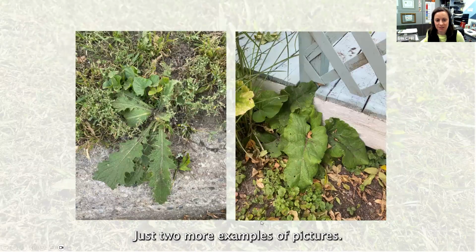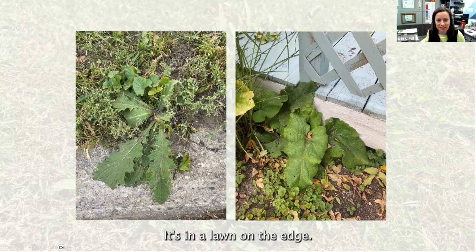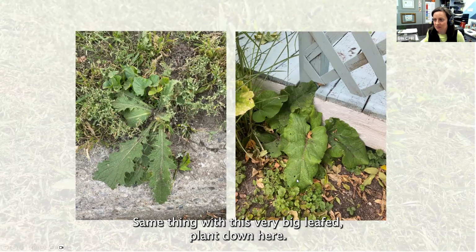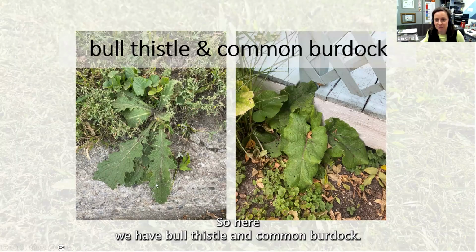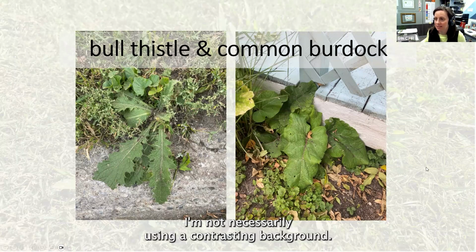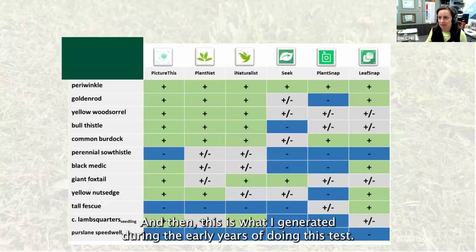Just 2 more examples of pictures. Again, this plant has been mowed, so it's not even in great condition. It's in a lawn on the edge, and you can see there's again probably 4 or 5 other species in this picture. Same thing with this very big leafed plant down here. So here we have bull thistle and common burdock. These are the types of pictures I'm taking. I'm not necessarily using a contrasting background.